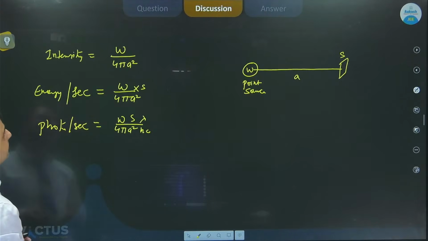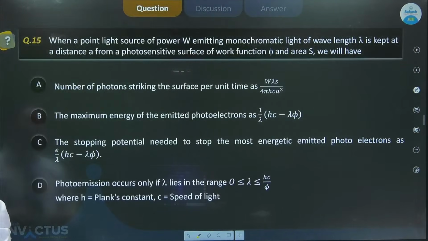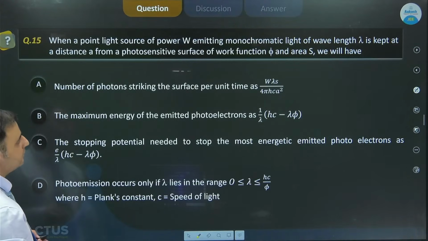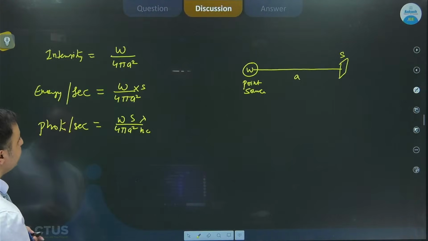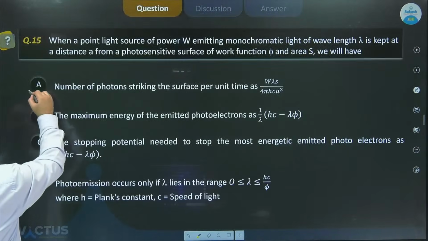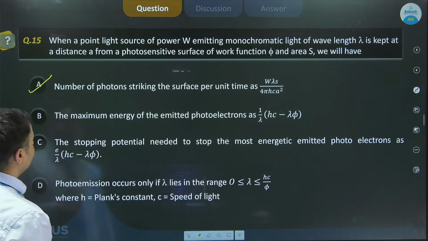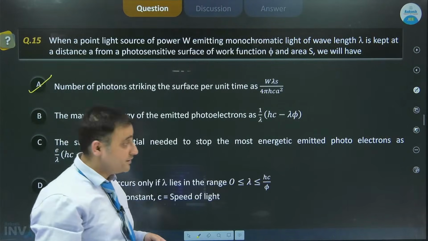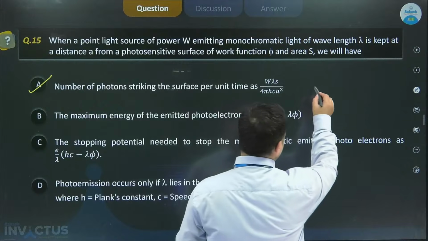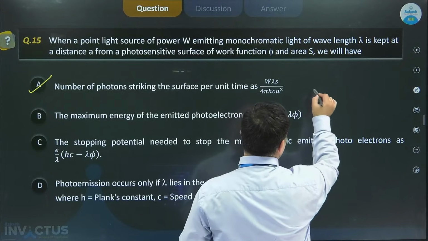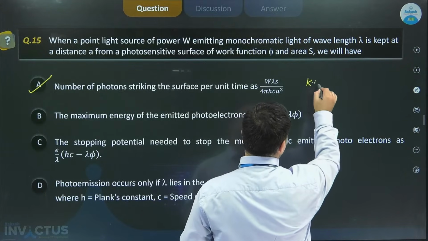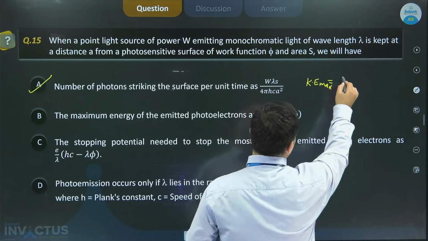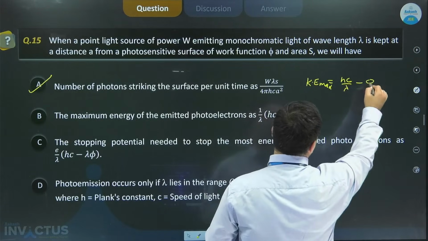So let's see, number of photons striking the surface per unit time, photons per second. So option A is the correct one. Now maximum energy of the emitted photoelectrons, maximum kinetic energy. For this we apply the photoelectric equation. So we can write KE max is equal to hc by lambda minus phi.